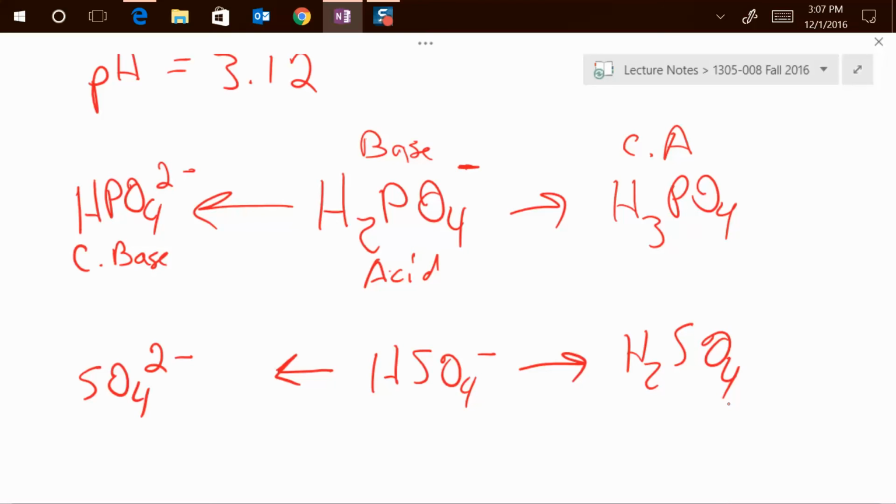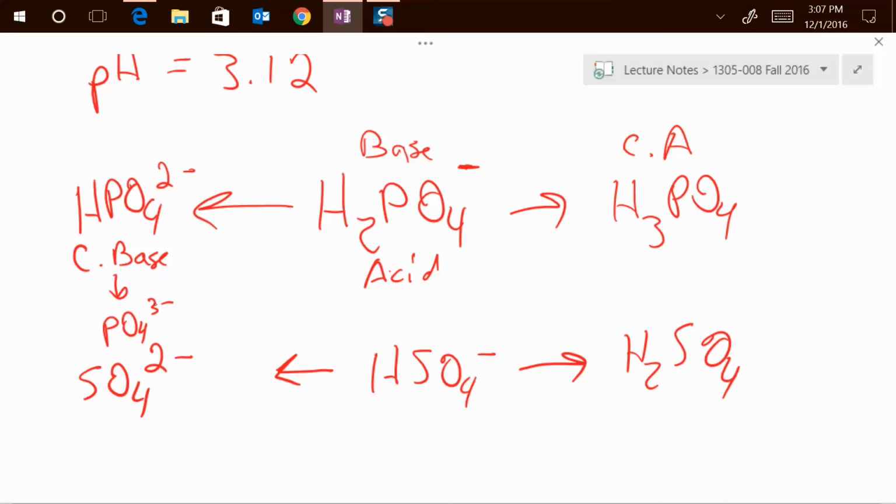What's the conjugate base of the acid? There isn't one. That's as far as it goes, right? There's no more hydrogens. You're done. So, what is the conjugate base of HPO4 2 minus? Phosphate. That's as far as you go, right? Phosphate has 3 negative charges, therefore it can have 3 hydrogens. Sulfate has 2 negative charges, therefore it can have 2 hydrogens.